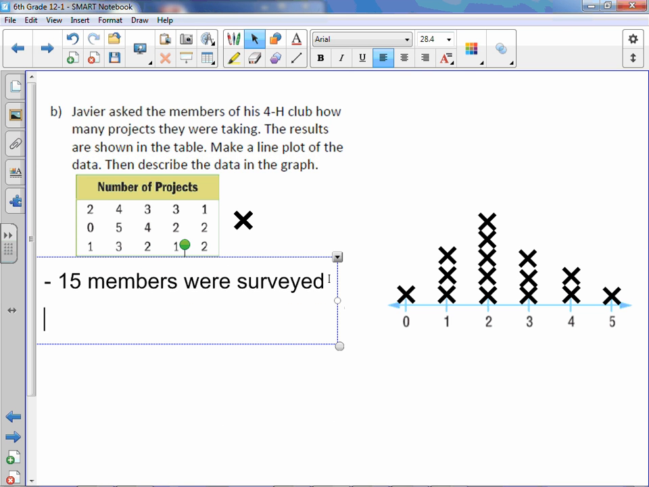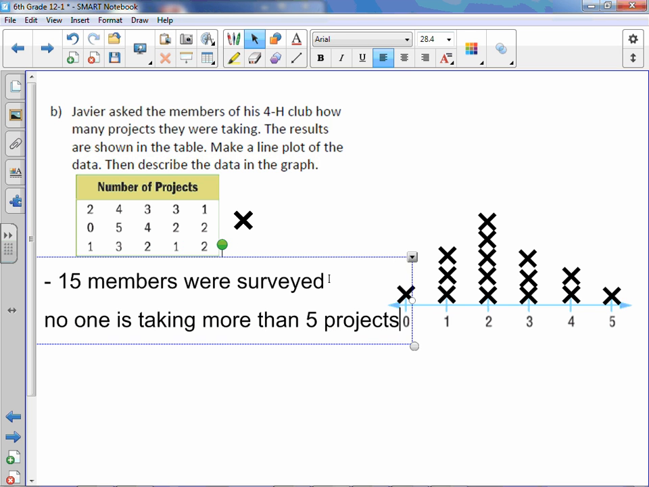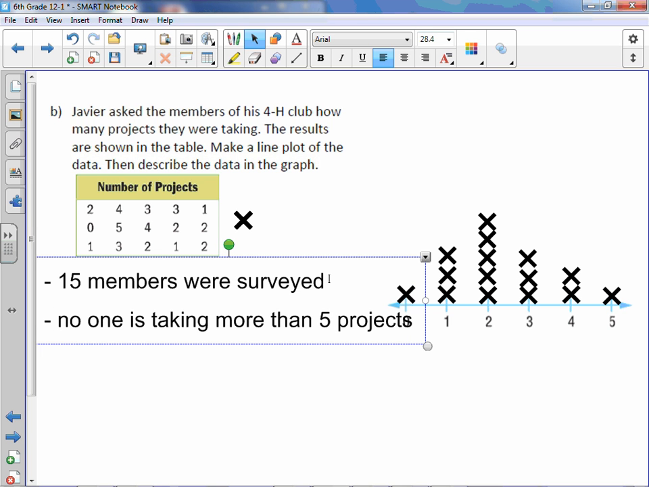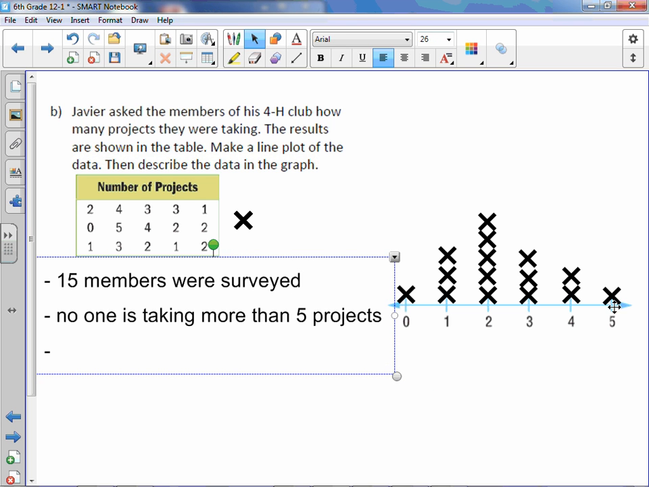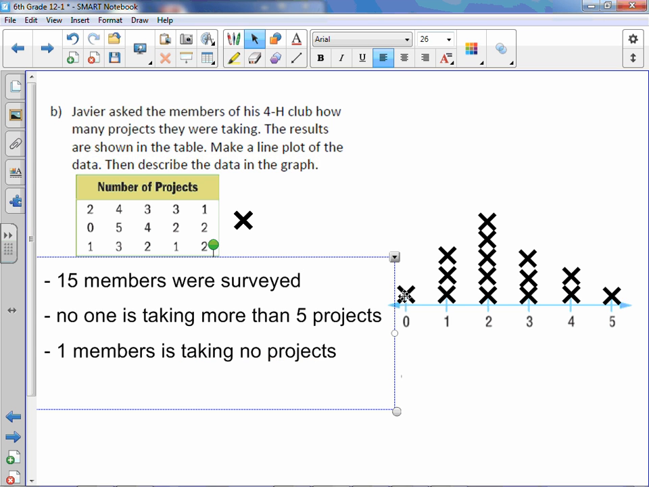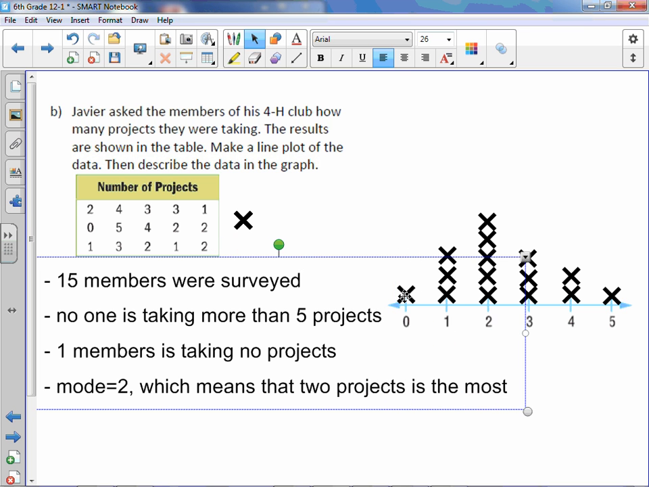Okay. No one is taking more than 5 projects. Our maximum is 5. We also know that one person, one member, is taking no projects. And let's talk about the mode. The mode, again, here is 2, which means that 2 projects is the most common.